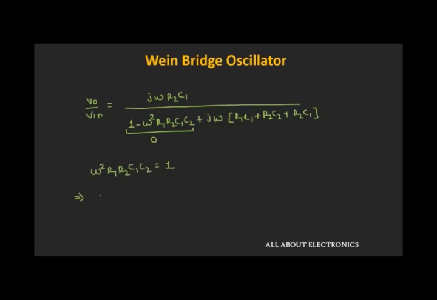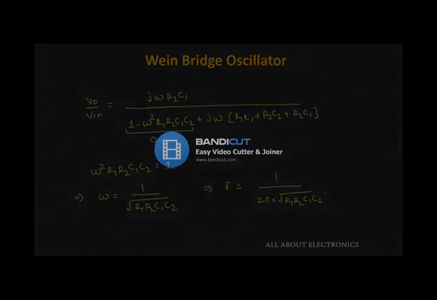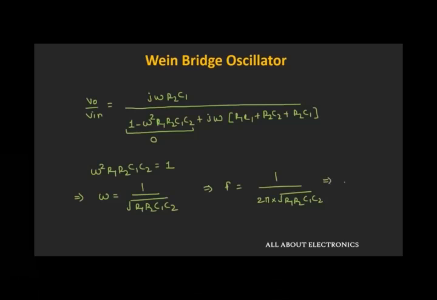Or we can say that omega will be equal to 1 by under root R1 R2 into C1 into C2. That means F will be equal to 1 divided by 2 pi times under root R1 R2 into C1 into C2. Now if we consider R1 is equal to R2 and C1 is equal to C2, this expression will get simplified to 1 divided by 2 pi times RC. But for a moment, let us assume that R1, R2 and C1, C2 are different.